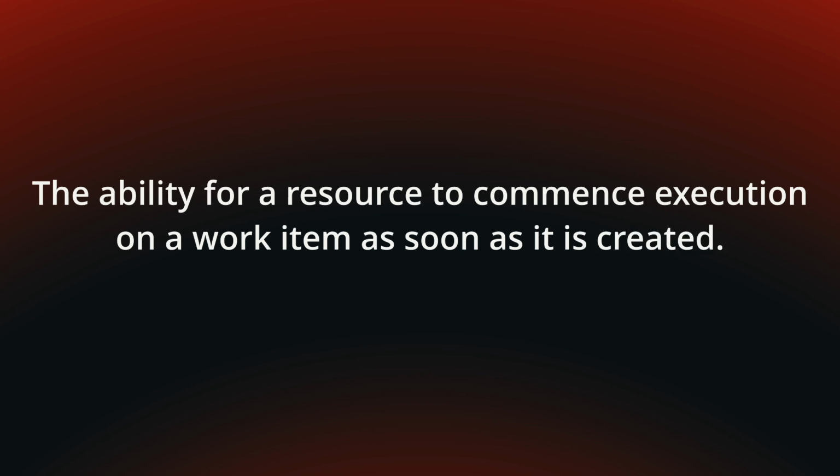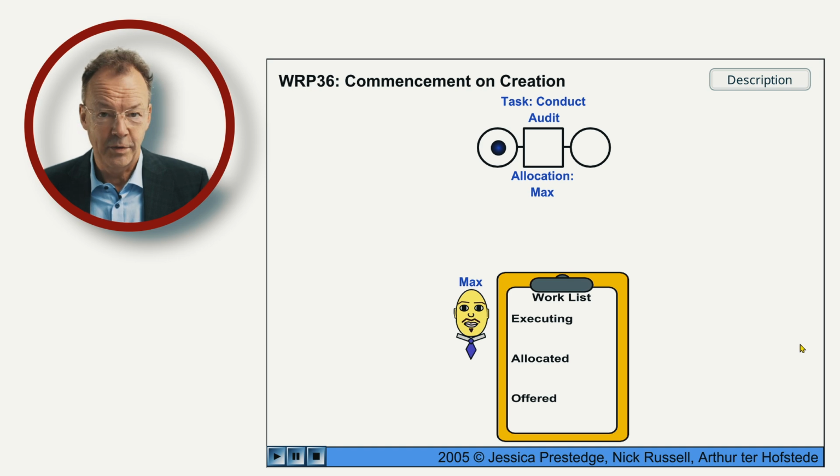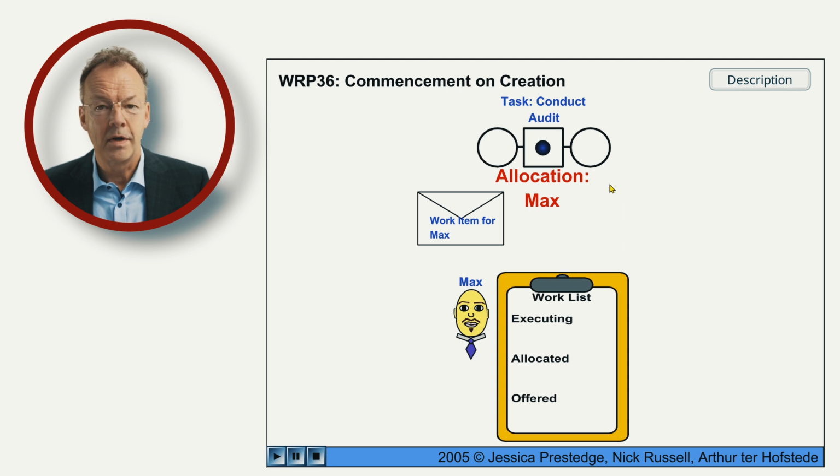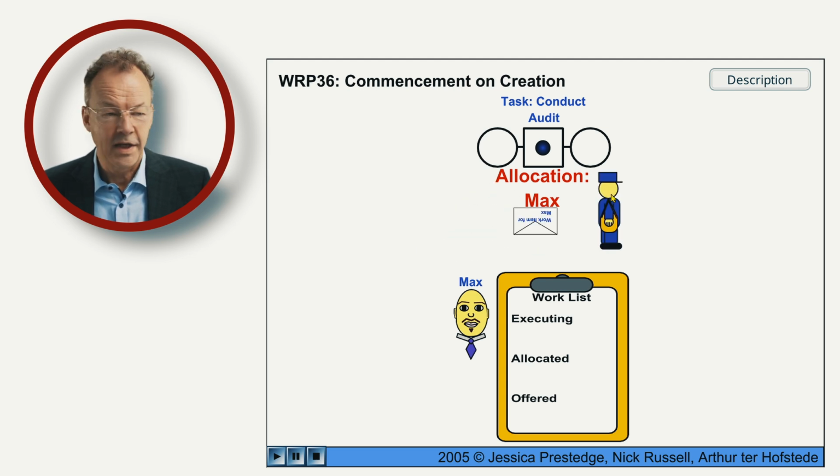You can see the behavior in the following flash animation. Okay, so commencement on creation. In the flash animation here, we have a task conduct audit, and we have one participant called Max. If we start the animation, we can see that now this is allocated to Max.